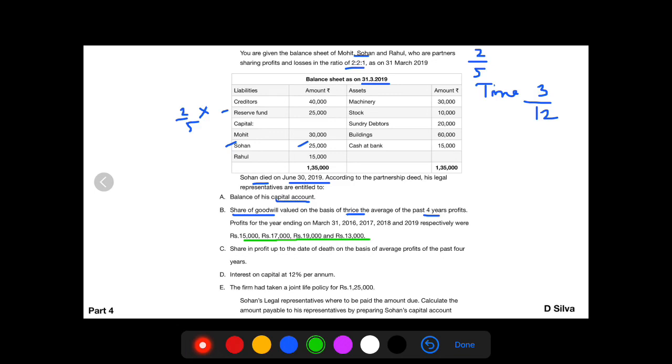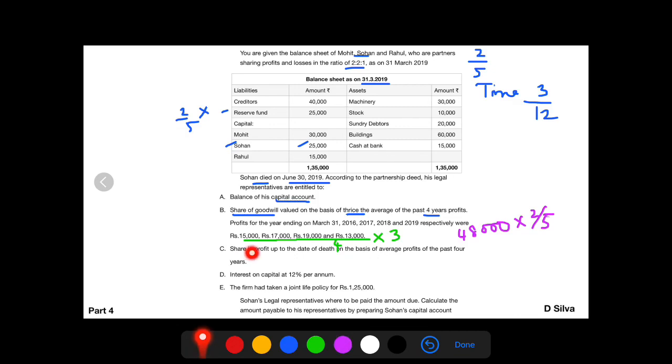So you need to find out the firm's goodwill, which is equal to average profit into number of years purchased. Average profit will be the whole of profit divided by 4, into number of years purchased, which is 3. Now we are going to get the firm's goodwill. I will give you the direct amount, which is rupees 48,000. That is going to be the firm's goodwill. Multiply this and find out Sohan's share.